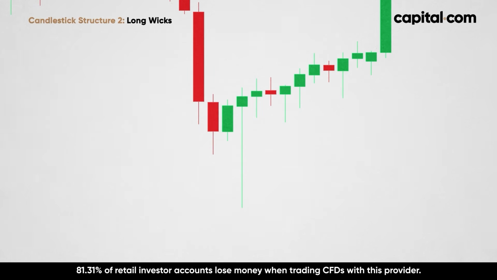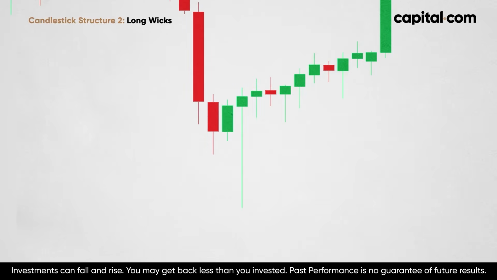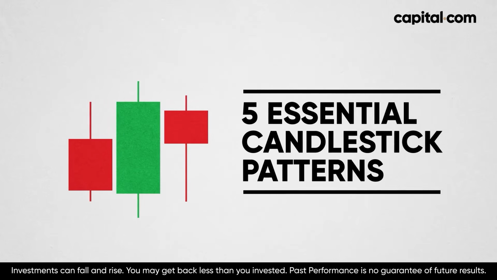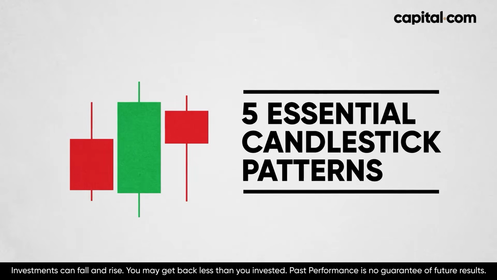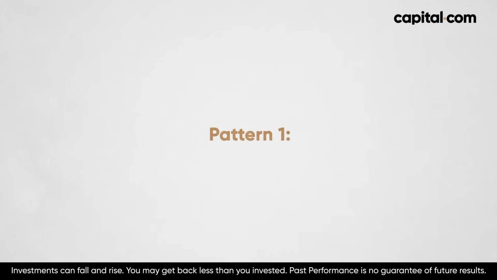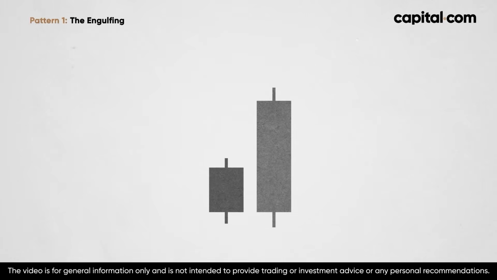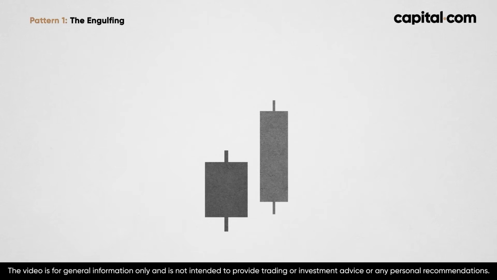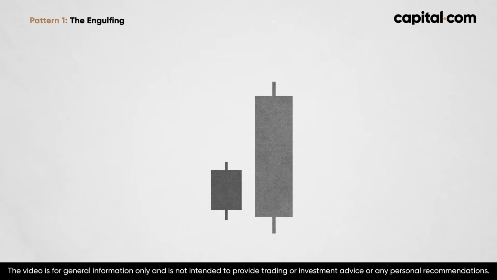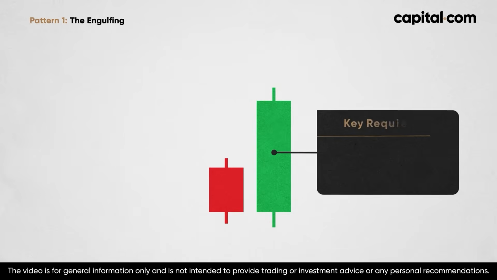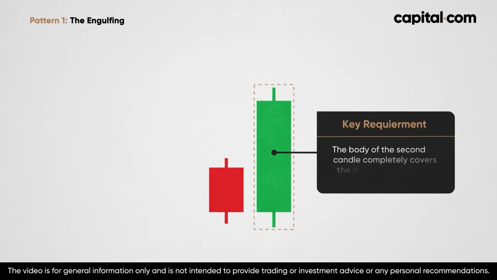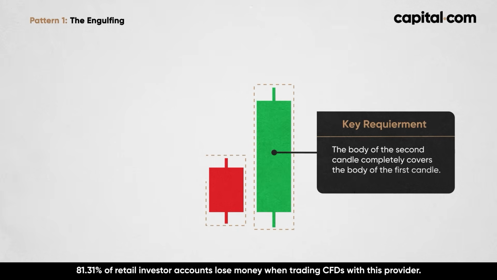Now that we understand the different candlestick structures and what they represent, we can move on to the 5 key candlestick patterns every beginner trader should know. Pattern 1. The engulfing. An engulfing pattern is a 2 candlestick pattern. It starts with a smaller first candle, followed by a larger candle of the opposite color. The key requirement is that the body of the second candle completely covers the body of the first candle.